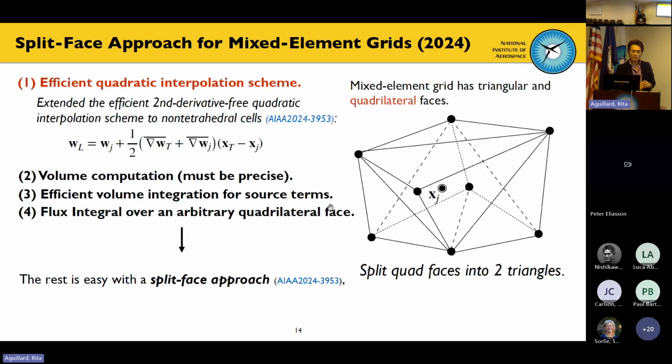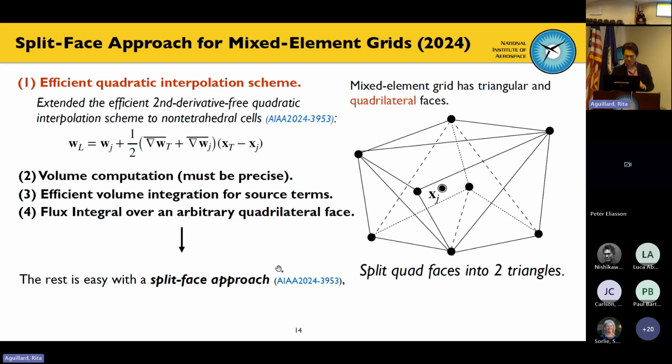Okay, so this can be extended, and still we don't need second derivatives. And the rest is actually easy if you split all faces into triangles. Because once you split all quads into triangles, this is a polyhedron, clearly defined. And you can compute the volume, and you can do the volume integration. And for the flux integral, you can apply the tetrahedral scheme to each triangular face. So the rest is easy.